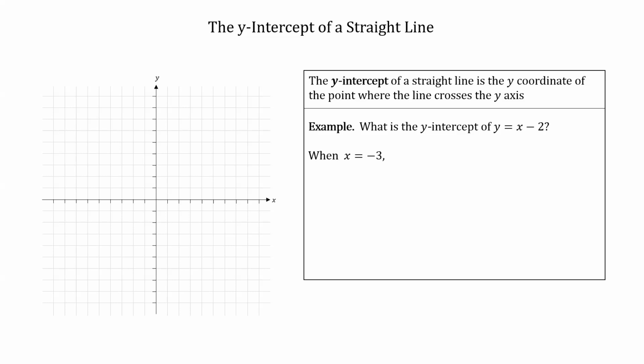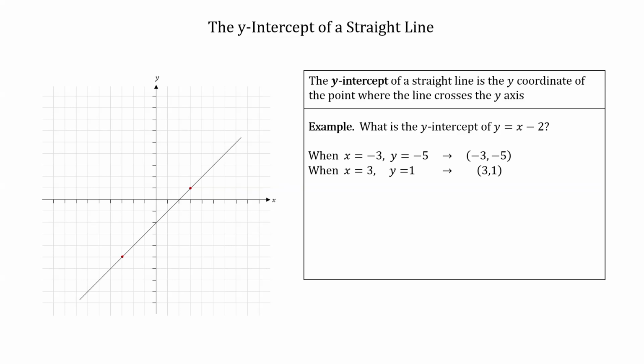When x equals minus 3, we plug that into our equation and we get minus 3 minus 2. So y is minus 5. So (minus 3, minus 5) is a point on the line. Let's plot this on our axes. It's down here. When x equals 3, we plug this into our equation and y equals 3 minus 2, which is 1. So (3, 1) is also on the line, which is here. We can plot the line, as we've seen in previous videos, by simply drawing a line through these 2 points.